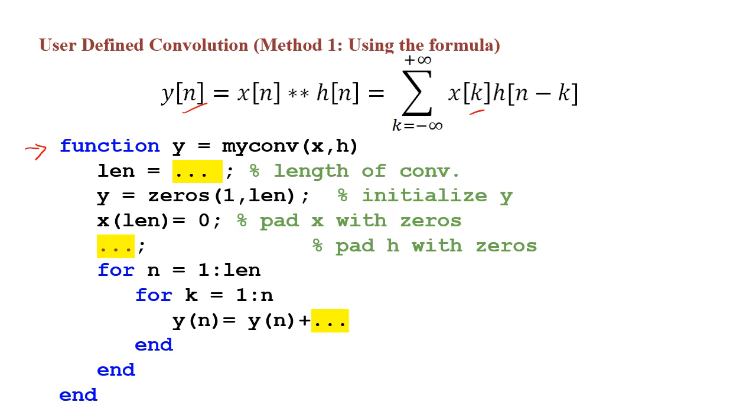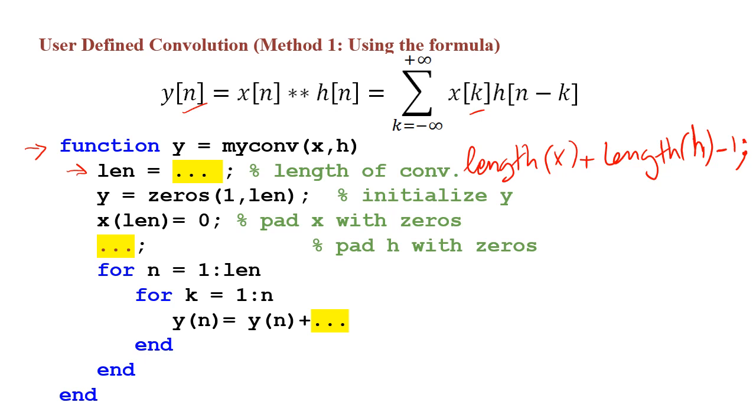The first line of code inside the function is to compute len. Len is a variable that has the length of the convolution, and we already have mentioned that the length of the convolution is supposed to be the length of the first signal, so the length of x, plus the length of the second signal, length of h, minus 1. And we've already discussed why we need to subtract 1, and that is because of the first overlapping element.